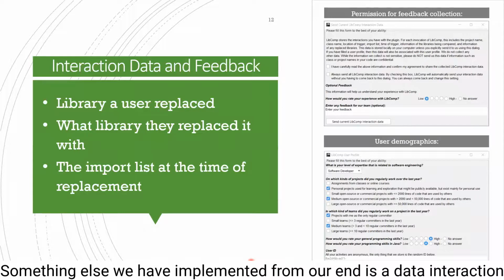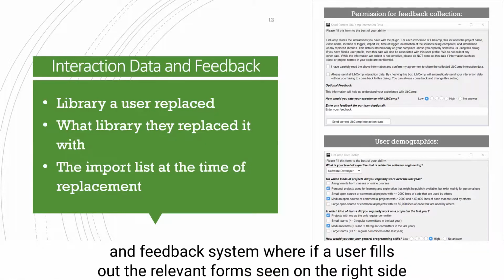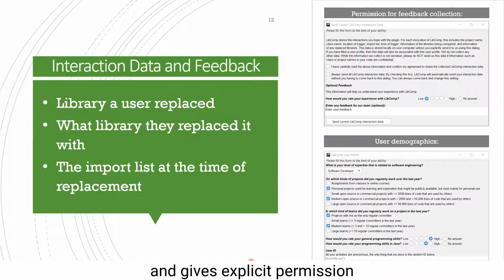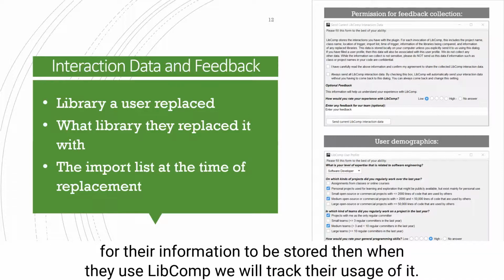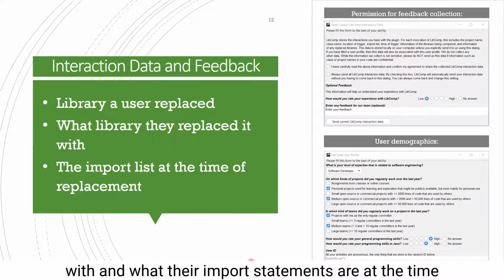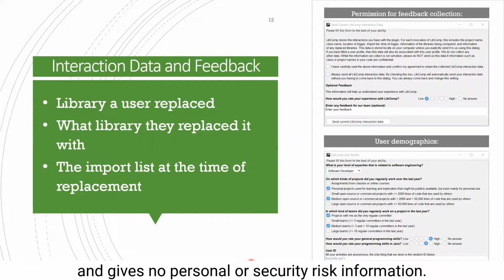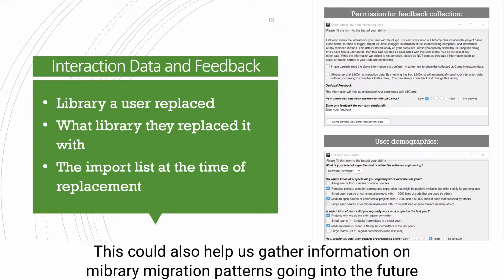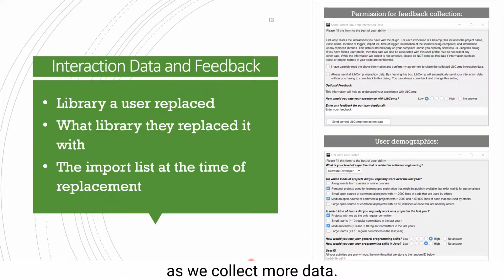Something else we have implemented from our end is a data interaction and feedback system where if a user fills out the relevant forms seen on the right side and gives explicit permission for their information to be stored, then when they use LibComp, we will track their usage of it. This gives us information on what libraries users tend to replace and what libraries they replace them with, and what their import statements are at the time, and gives no personal or security risk information. This could also help us gather information on library migration patterns going into the future as we collect more data.